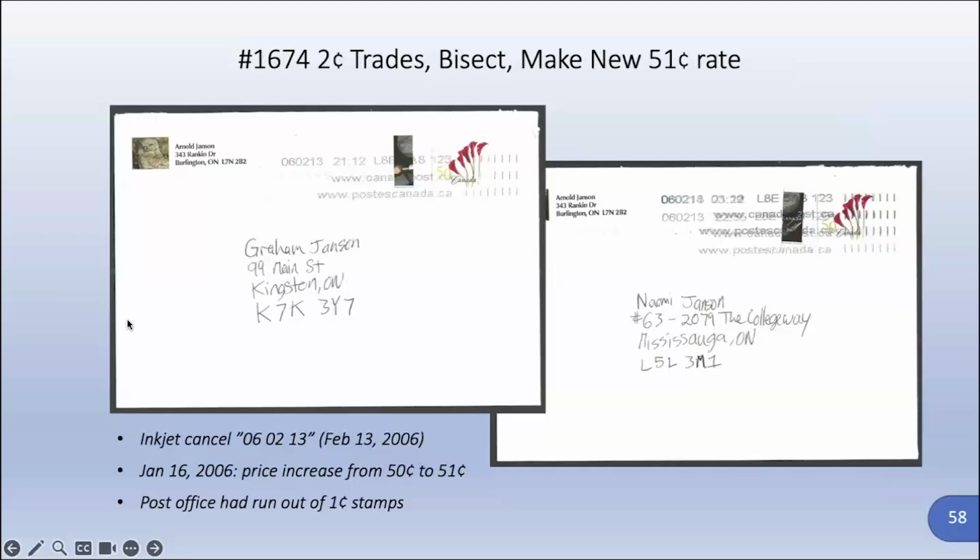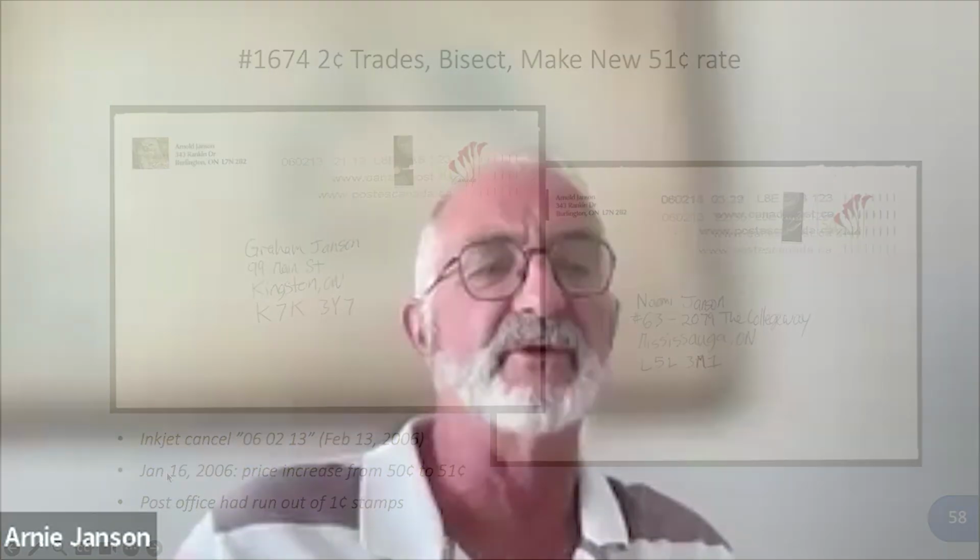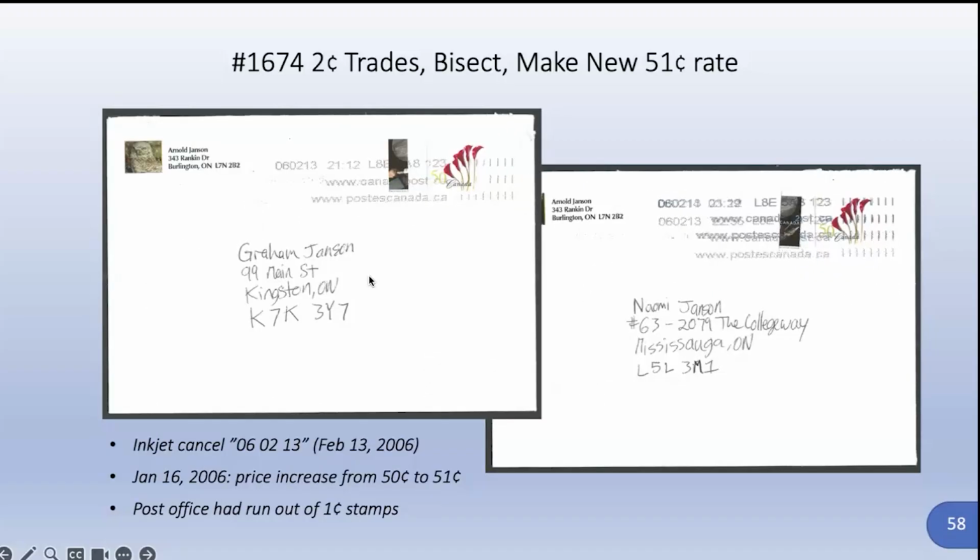Here's 2 more bisects. These are inkjet cancels. These are philatelic. Well, I made them because we had a new price increase on January 16th. The price jumped from 50 to 51 cents, but the post office had run out of 1 cent stamps. They had none. So I took a 2 cent and mailed 2 letters off to my daughter and my son. And so that's a bisect being used because the post office had run out of stamps. And that's it.